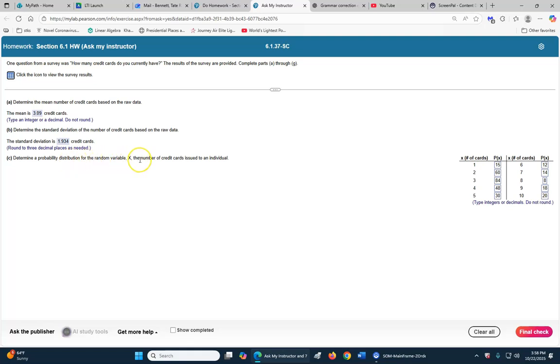Determine a probability distribution. Number of credit cards issued. I guess one thing I've noticed here, this is probability, and I think you're putting the number of credit cards. So instead of 15, this is 15 out of 100. You got 100 credit cards total. So it's 15 out of 100, so that should be 0.15.